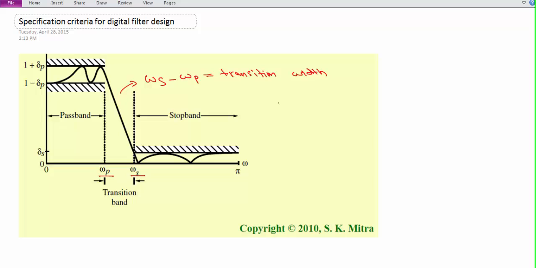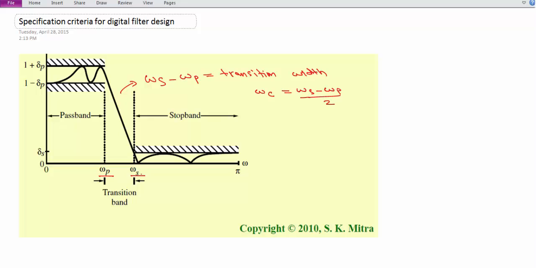And in most practical cases, it's fine to just think of the ideal cutoff as omega S minus omega P divided by 2. Okay. So for example, someone will come and say, I want the transition from 0.1 pi to 0.2 pi as my transition width.